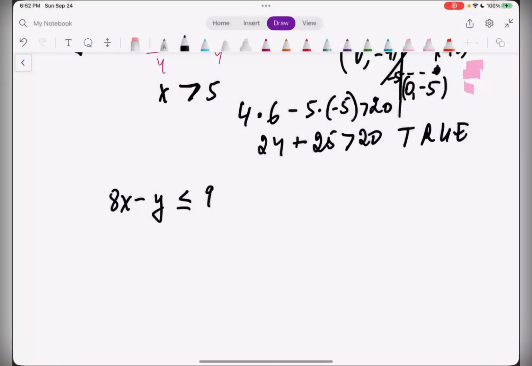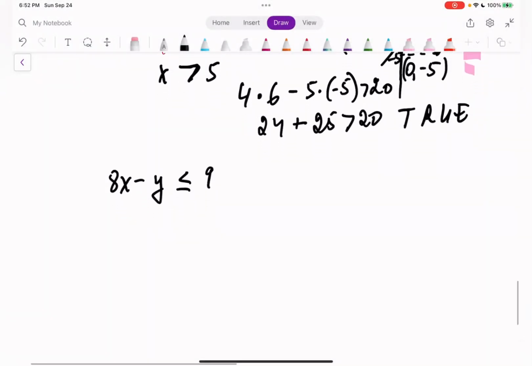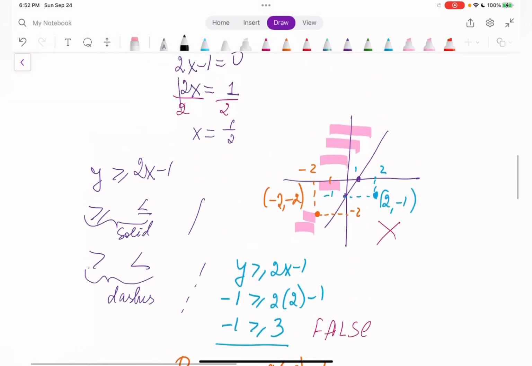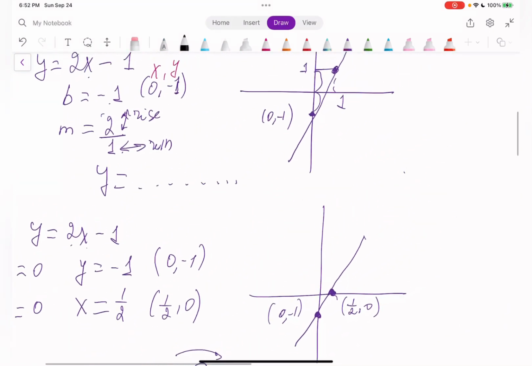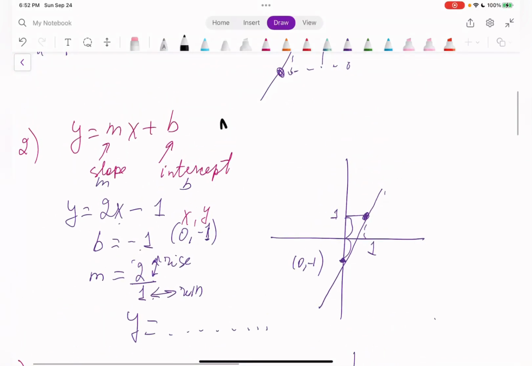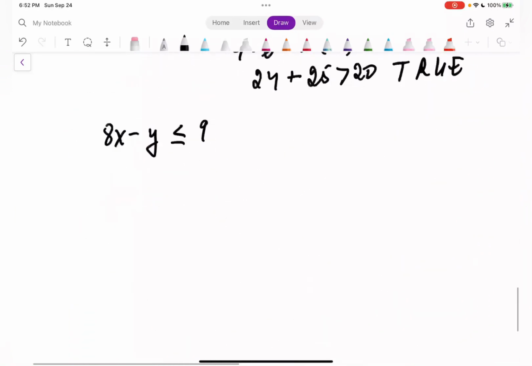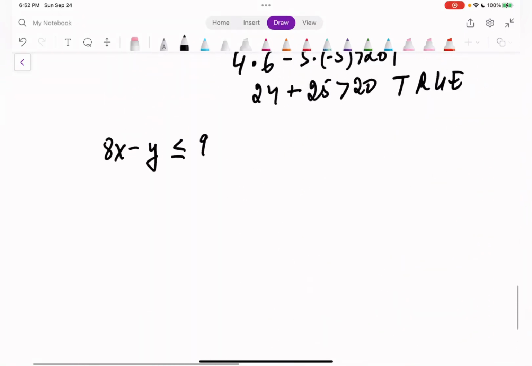Okay, so let's graph it. I'm going to use this format: y equals mx plus b, slope and intercept. Let's do it. So first of all, I have to write it down in the format y equals mx plus b.